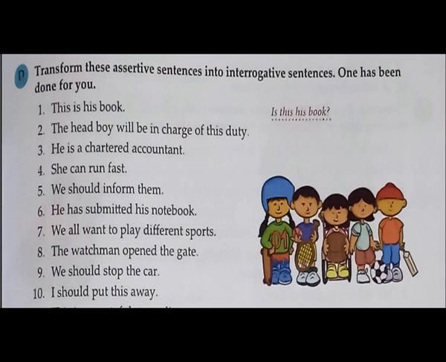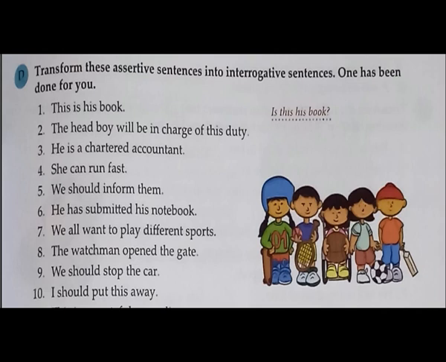Here we have an exercise from page number 101, exercise D, that is unit 18. Okay, open your books, page 101, exercise D. You have to do this exercise on your notebook, but let's focus on the book first to understand what we have to do. Transform these assertive sentences into interrogative sentences. One has been done for you.